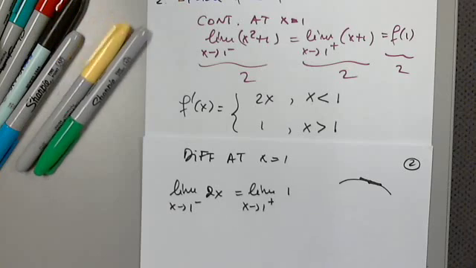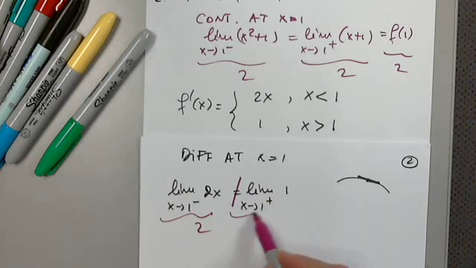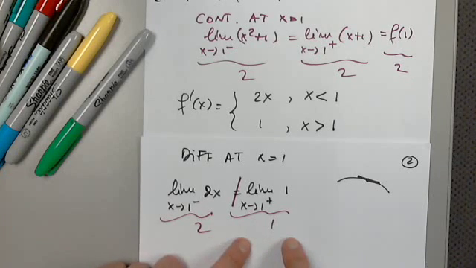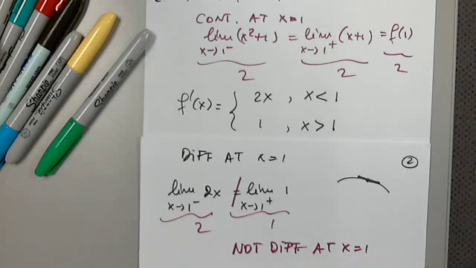But they are not the same. This one is 2 and this one is 1, which means that the slope before 1, on the left-hand side of 1, is 2, and the slope after 1, on the right-hand side of 1, will be 1. So it is a cusp or a corner. So the function is not differentiable at 1. So although continuous, I will say not differentiable at x equals 1.